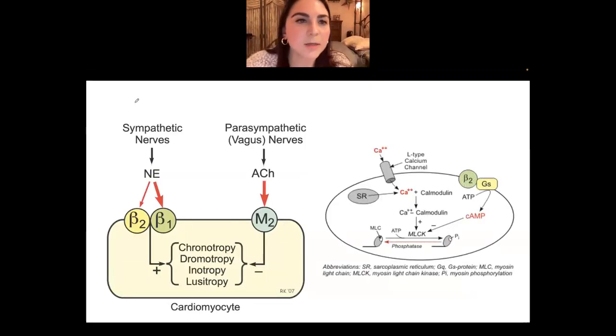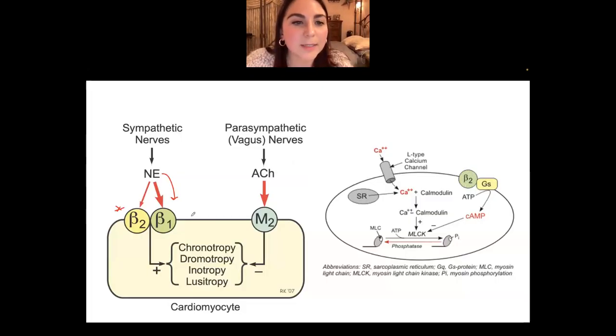This is, pretty sure, from Klabunde's site. Just as an example, cells can have all different types of GPCRs on them. For example, here's norepinephrine binding to beta 1 and beta 2s. We didn't really talk about beta 2s. They're more important for pulm, as you guys know. But norepinephrine, that's why it's a really thick arrow, really acts on beta 1s. The parasympathetic nervous system, like acetylcholine, really likes to bind to your muscarinic 2s.